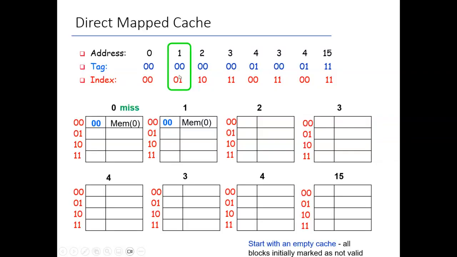So can you see here? Its tag is 00, so this is a miss. Now memory block 1 is mapped to set number 1. Any question? Yasir, I hope I answered your question. Yes, now it's clear.